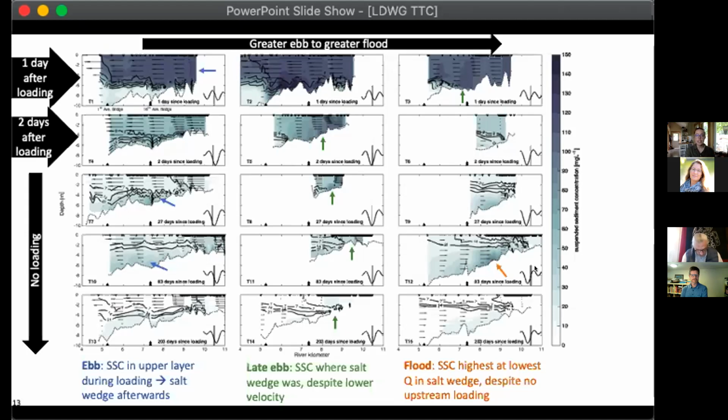Late ebb transects tend to show the uncovering of sediment, although the magnitude decreases the further you get from a loading event. And then during the flood, we sometimes see a lot of suspended sediment in the salt wedge, despite a complete lack of upstream loading. And finally, note that this bottom row, which is 200 days after the most recent high flow upstream sediment loading event, there's really no sediment anywhere at all at any stage of the tide.